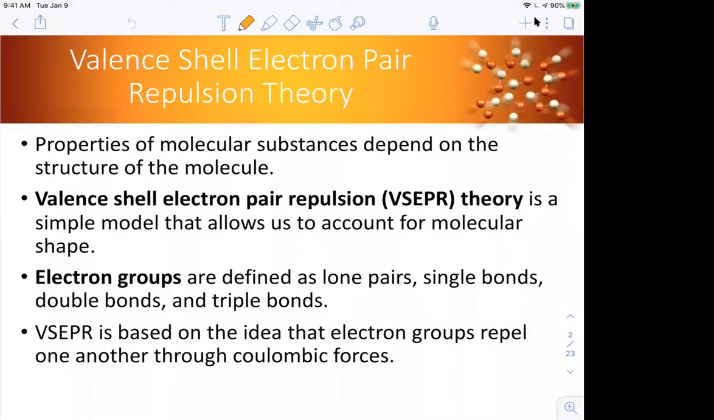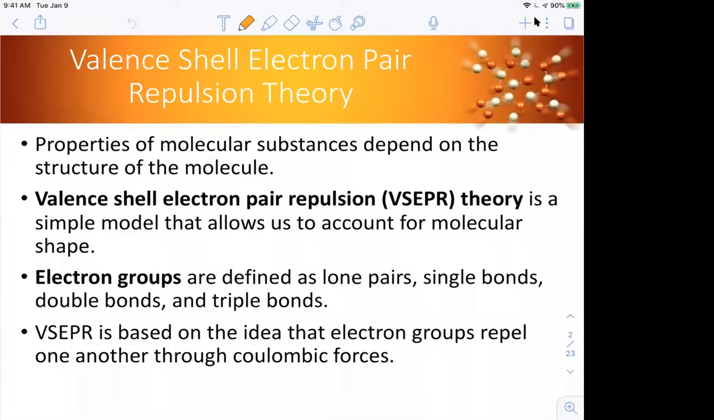We're going to use the Lewis structures that we learned how to generate previously. We're going to take that Lewis structure and define various electron groups that are attached to the central atom. And then based on the number of electron groups around the central atom, we are going to be able to assess and describe the three-dimensional structure for that particular atom.